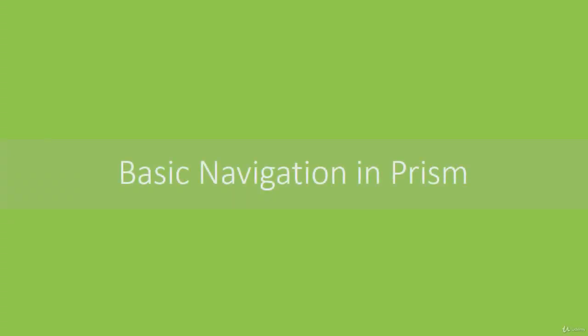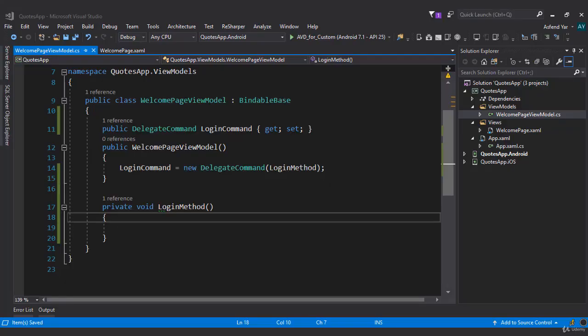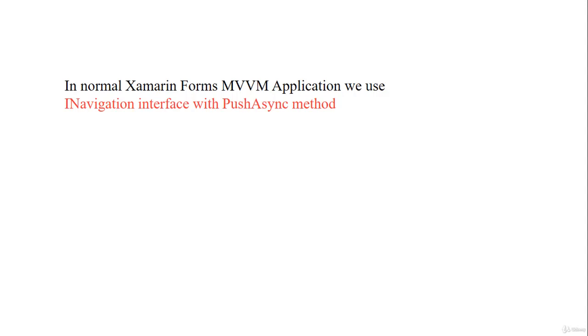In this module, we are going to learn navigation patterns inside MVVM Prism. In a normal Xamarin Forms MVVM based application, when we want to navigate from one page to another, then we use the INavigation interface with the PushAsync method. But in case of MVVM Prism, we don't use this approach. Rather, we have a better approach and we are going to implement this in our application.